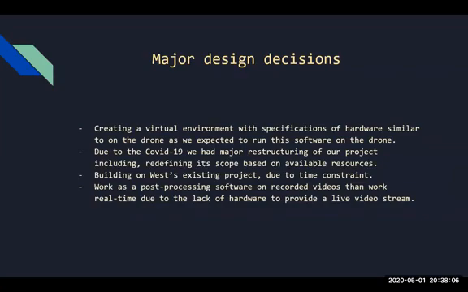Also, building on West's existing project, we decided, instead of creating our own model and our own software to recognize the images, to work with their images and their models, so that we didn't have to come up with that ourselves as we scoped further and further down. We also decided to make software that worked on pre-recorded videos instead of real-time videos, because we no longer had the ability to take live video feeds.